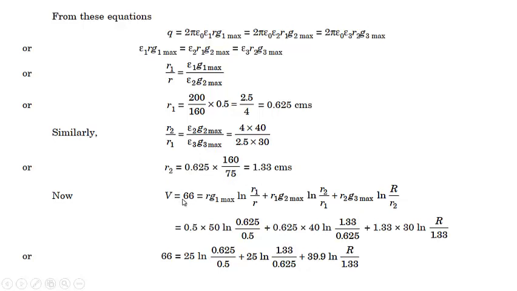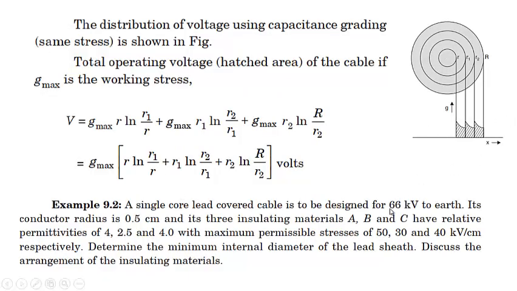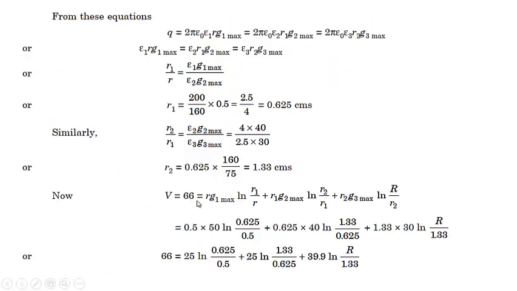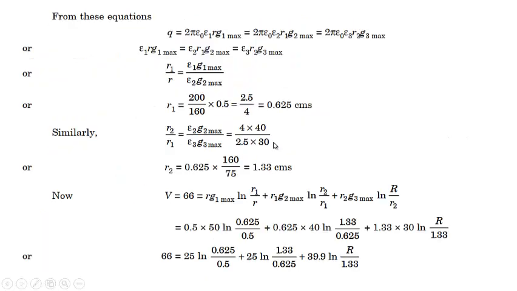So V is given to be equal to 66, and you need to be very careful: here it is given to be to earth. If it is given as line voltage, you have to divide by root 3, that is 66 by root 3. So it comes out to be R G1 max ln of R1 by R, plus R1 G2 max ln of R2 by R1, plus R2 G3 max ln of R by R2. This is actually the same equation that we have just used, with only one difference: G max is not the same. It is G1 max, G2 max and G3 max. The rest is the same.